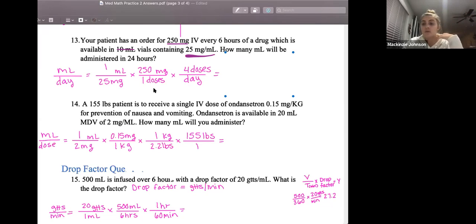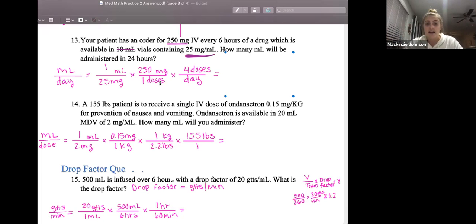So then this is where we're taking it a step up a notch with the problems. And we'll say, okay, it's every 6 hours, right? If there's 24 hours in a day, how many times will that patient get the drug? So it'll be 4 times, because 6 times 4 is 24, right? So they'll receive it 4 times during the day.